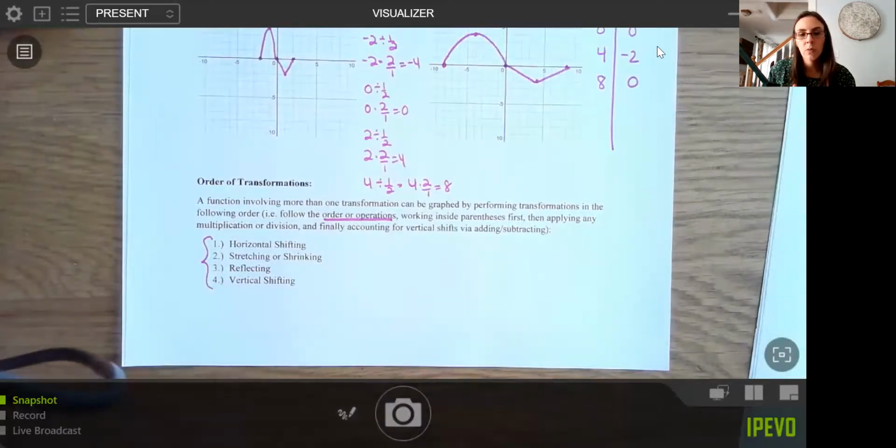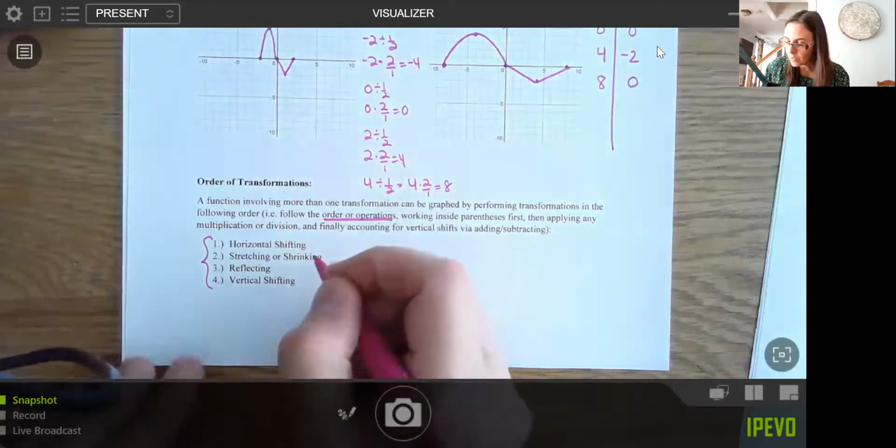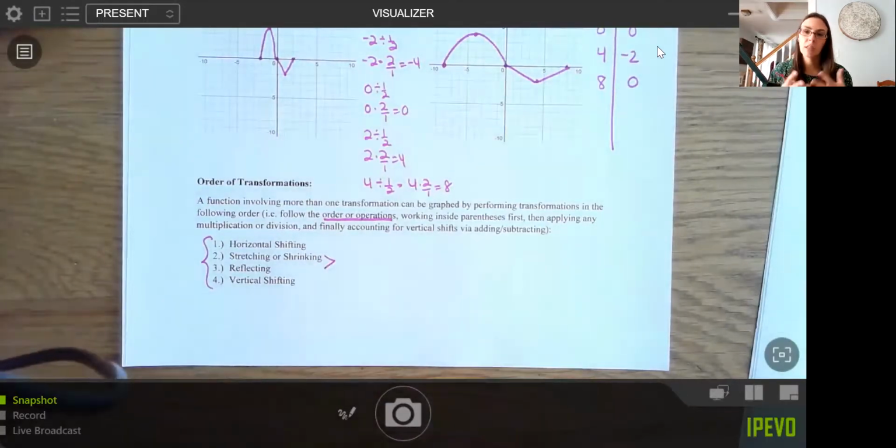So you're going to do horizontal shifting first, because that would be inside parentheses. Then you would do stretching or shrinking, which is a multiplication or division piece. Then you can do your reflecting, which is a multiplying by a negative. For me, I often do these in the same step because usually they're together. So you can usually combine that step. And then the very last thing should always be vertical shifting.